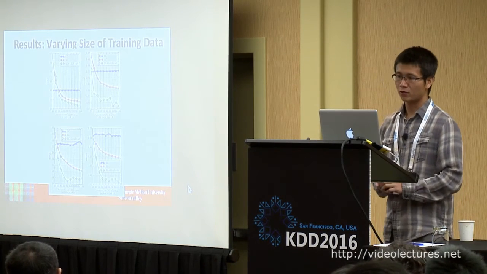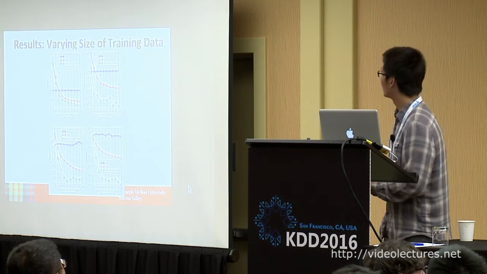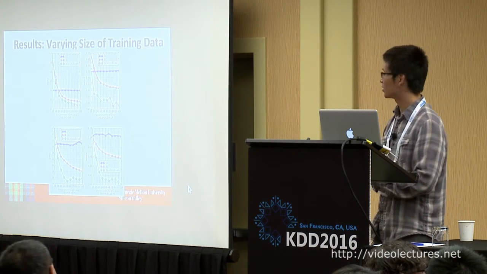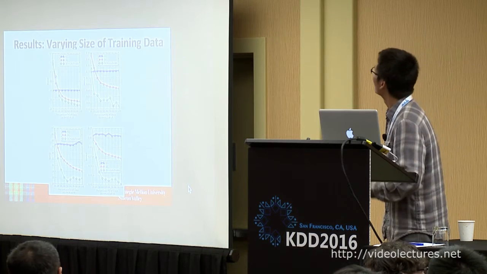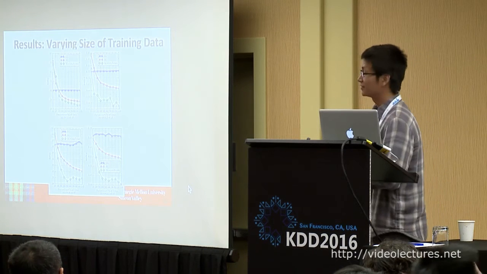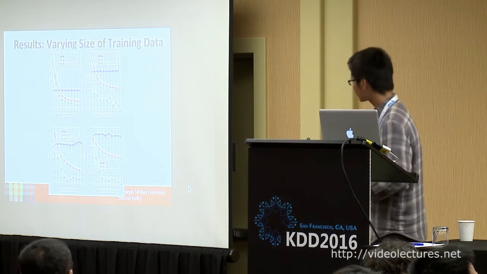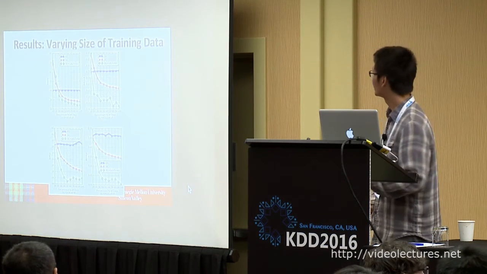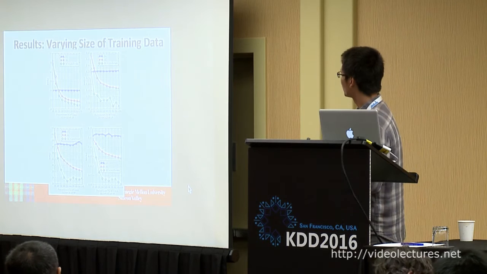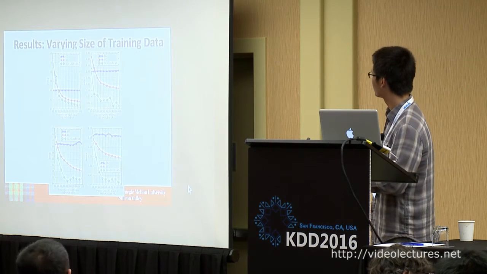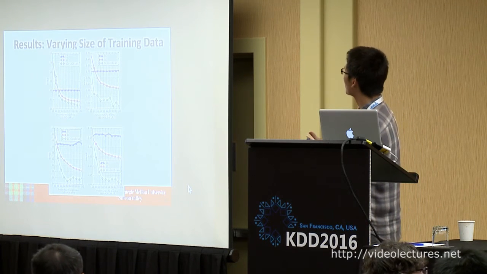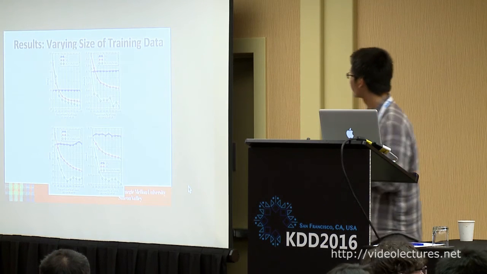The other experiment varies the size of the training data. CC means the city-centric model, and SC means the station-centric based model. In most cases, the station-centric model performs better. You can see the red line and the green line.